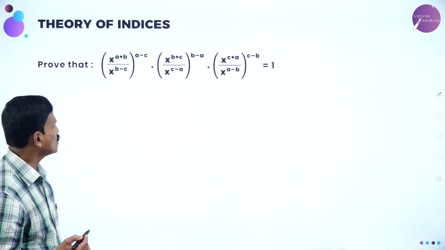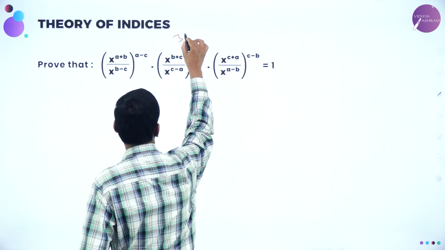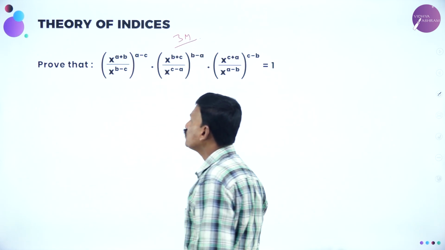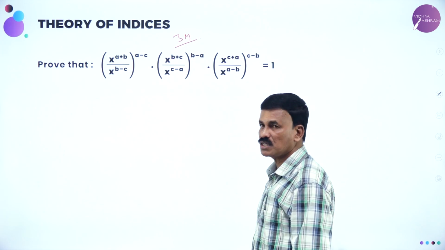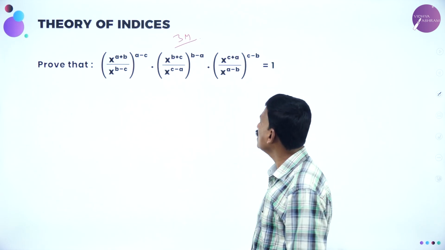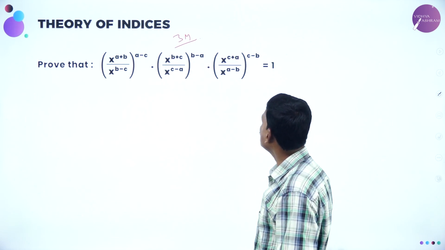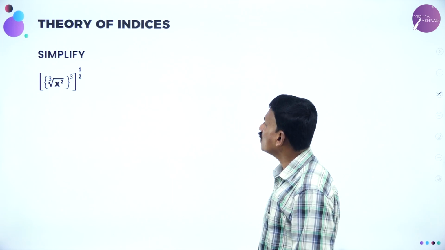Now, let us come to the next problem. This is very important for 3 marks. This is a 3 marks question, very important. Prove that x to the power of a plus b by b minus c whole raised to a minus c into x to the power of b plus c by c minus a whole raised to b minus a into x to the power of c plus a by a minus b whole to the power of c minus b is equal to 1. Now, very simple.